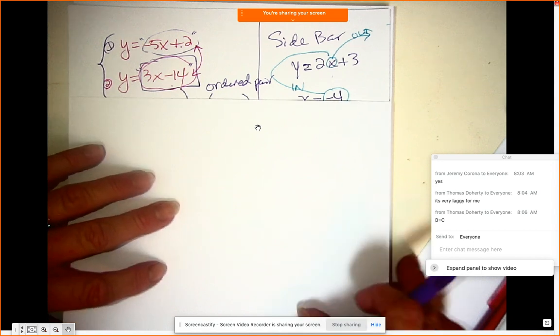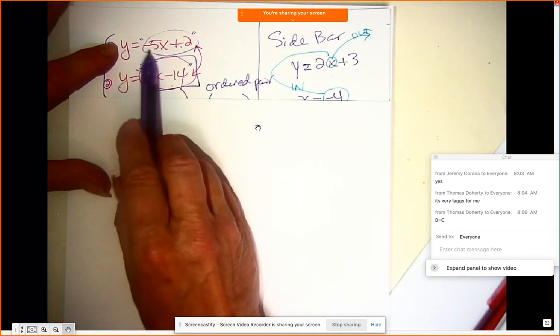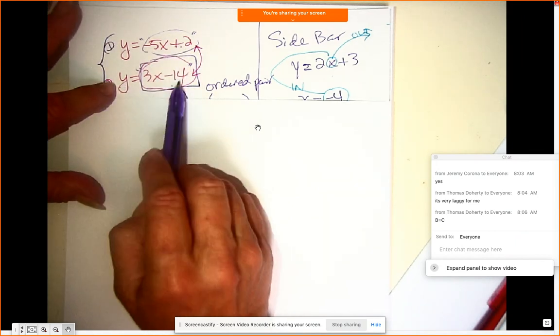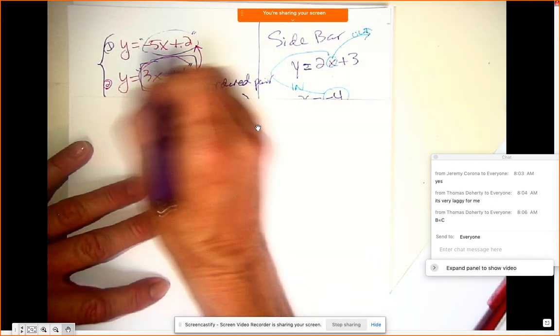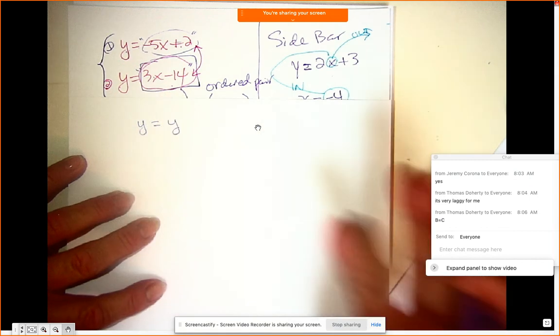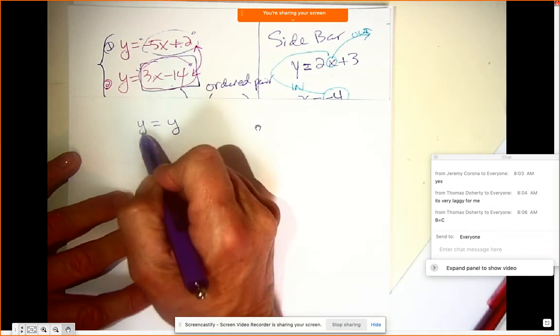Okay, so today we're going to learn solving by substitution: y equals negative 5x plus 2, or y equals 3x minus 14. Now if y equals this and y equals that, I literally could say y equals y, which is true. I could substitute all this in for this first one.